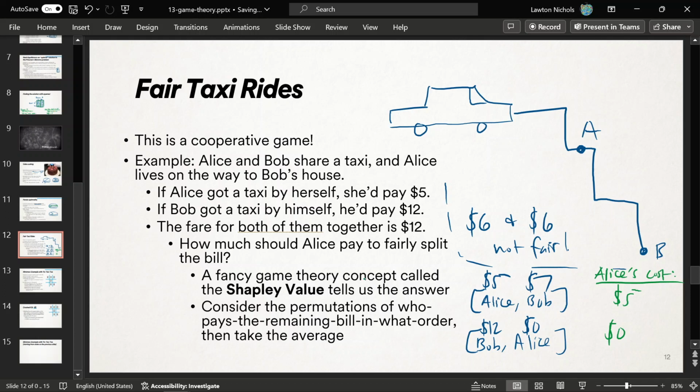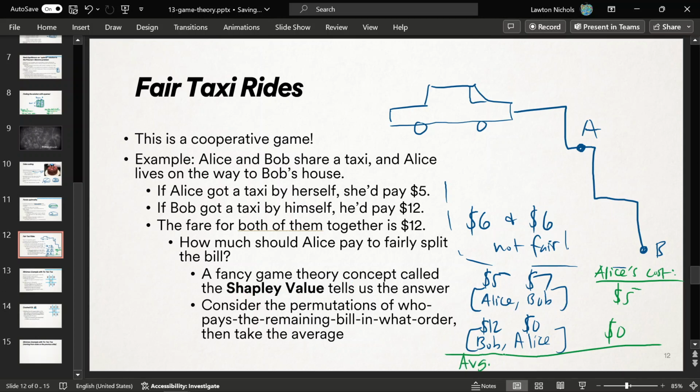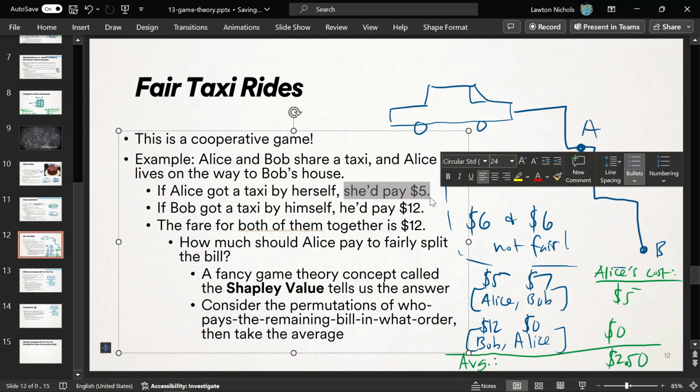And the most fair way, according to this Shapley value, one definition of fairness, is, all right, take the average over those possibilities, and that's how much Alice should pay. Average, that is going to be $2.50. And that apparently is the fair price. So when you're sharing an Uber, now you know. I wonder if the app does this for you already, but Alice should pay $2.50 because normally she'd pay $5.